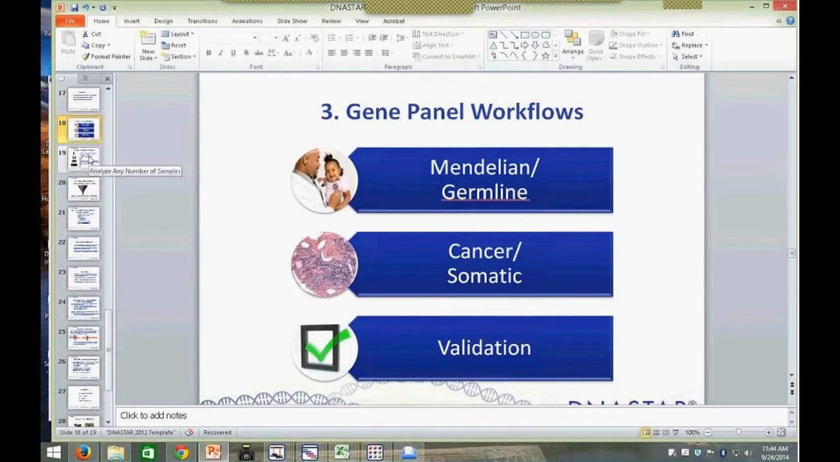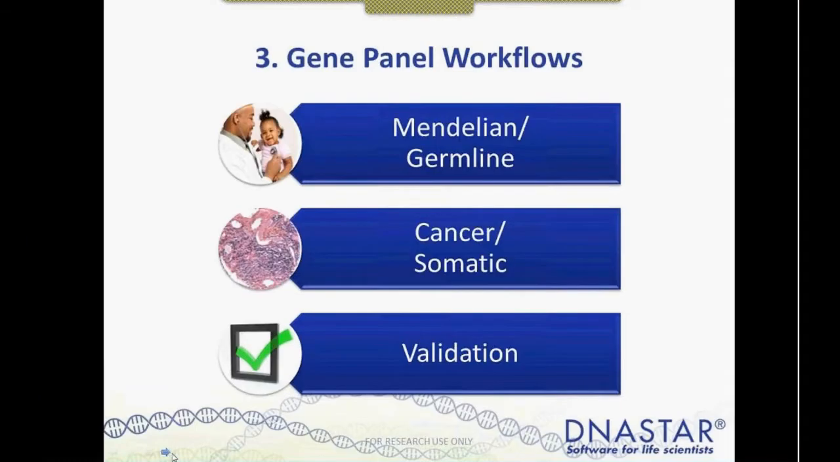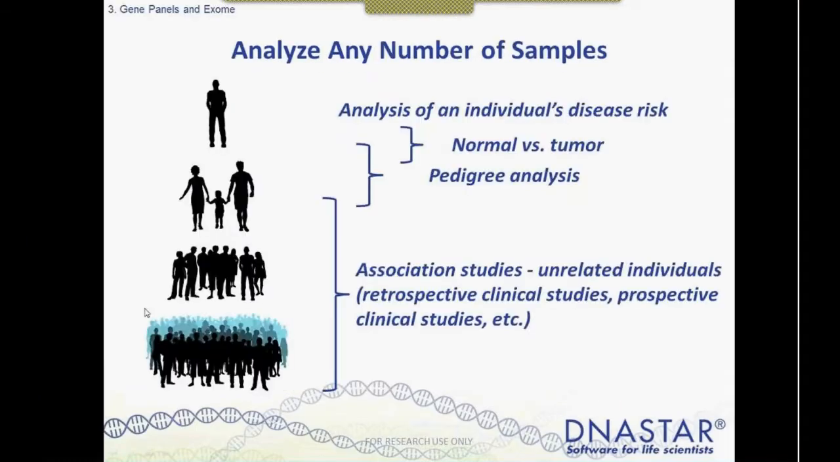And the software really is designed to accommodate different size samples as well. And so we may have gene panels with just one or two. It could be a normal or a tumor, and that's one of the examples we'll look at today. But you can also scale up the analysis in our software. So we can do association studies.